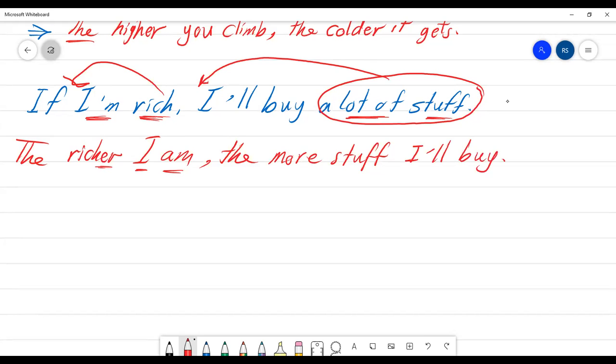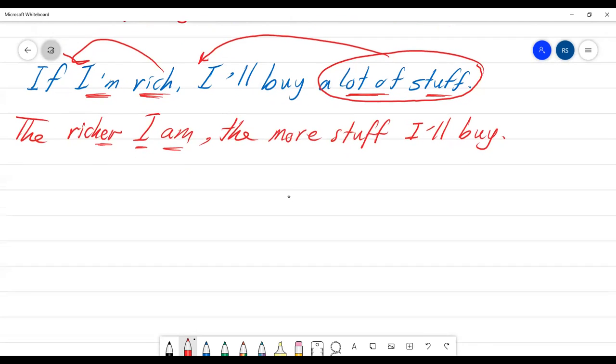Again, if I am rich, I'll buy a lot of stuff. So the richer I am, here we use rich in comparative form, richer, and we use it before the subject and the verb. Here we don't have an adjective, but we have a noun preceded by a quantitative. So instead of a lot of, we use more: the more stuff I'll buy. Another example.